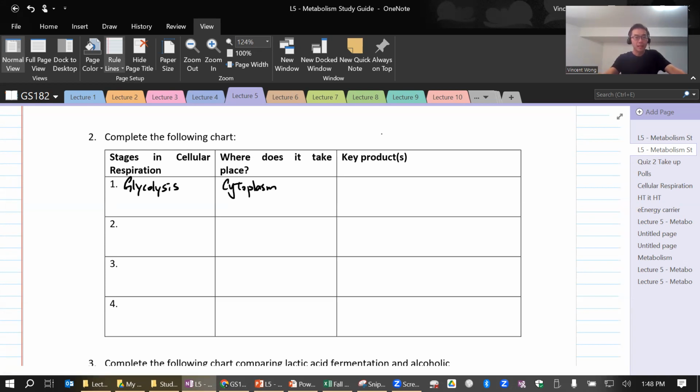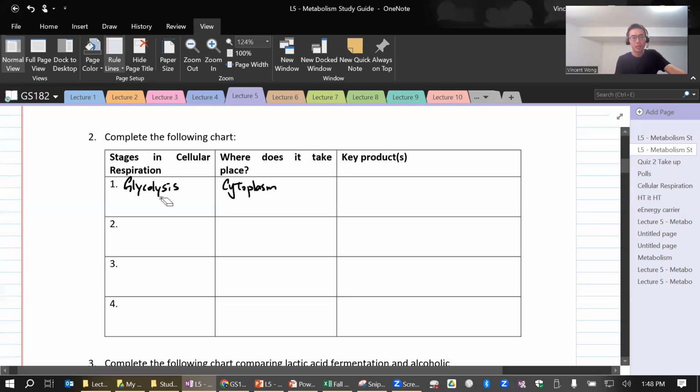The main products of glycolysis include 2 pyruvate, right? 3 carbons each. 2 net ATP. Remember, we invested 2, and then we got back 4, right? So net is just 2 ATP. And also 2 NADH.